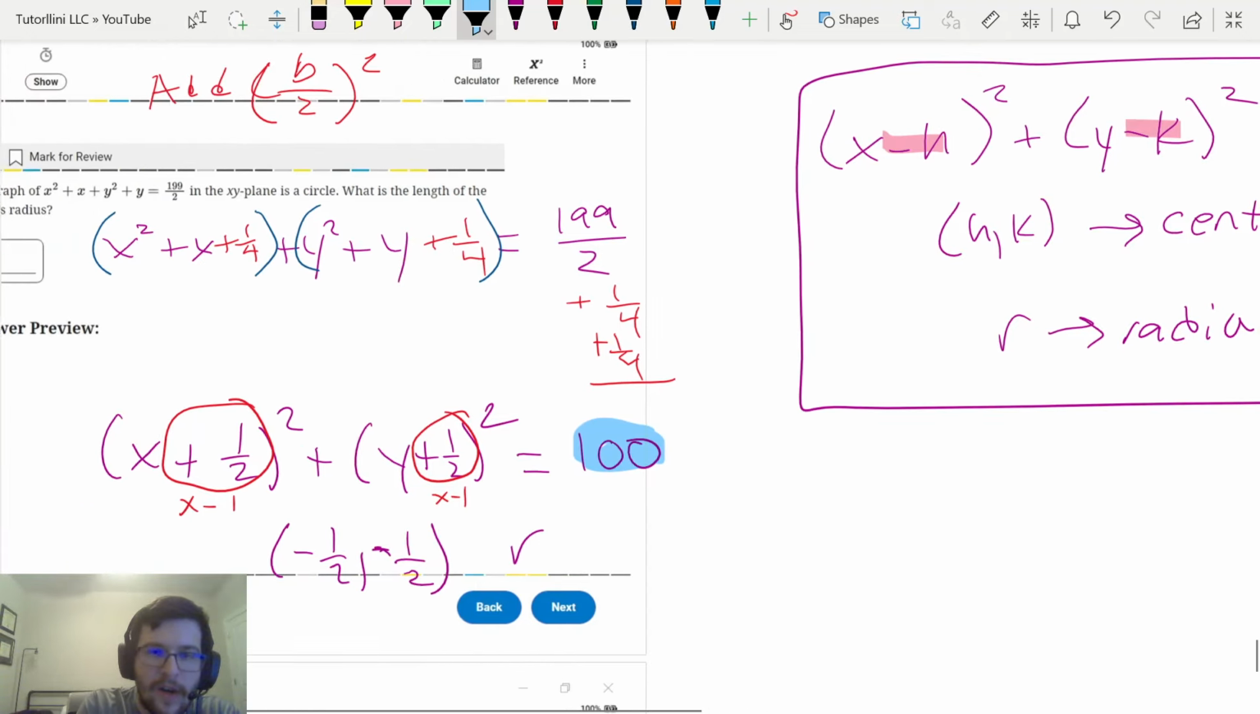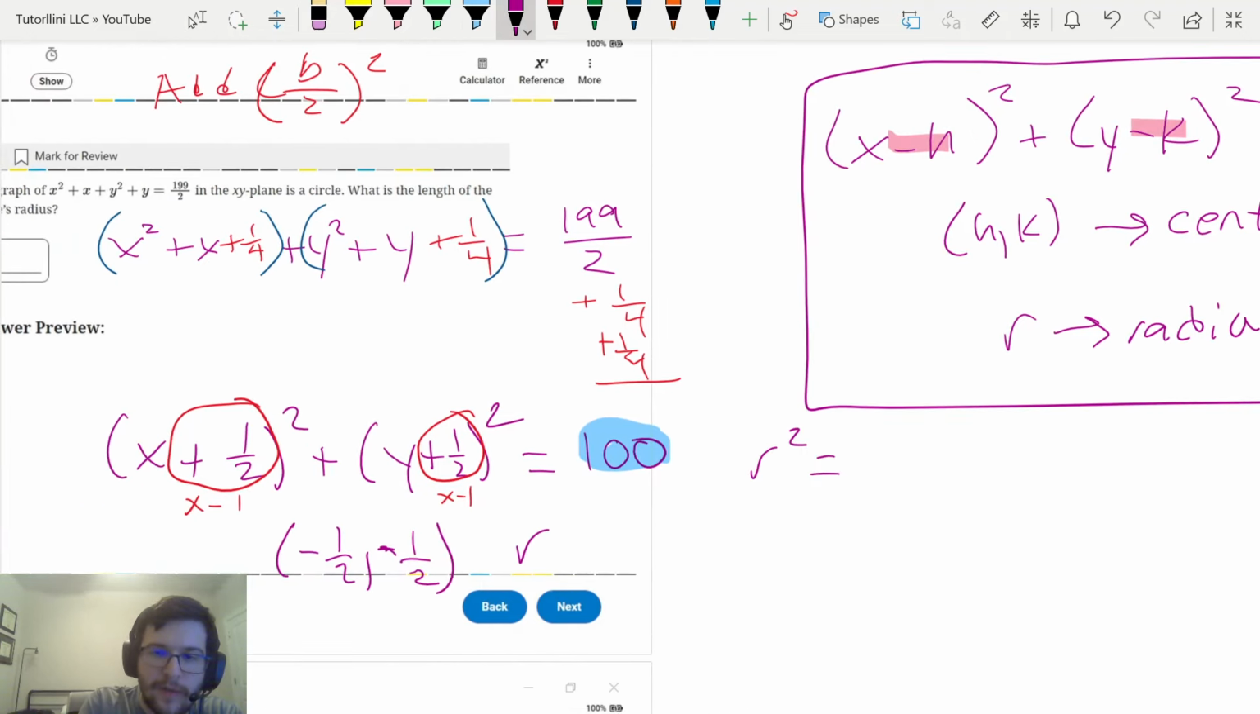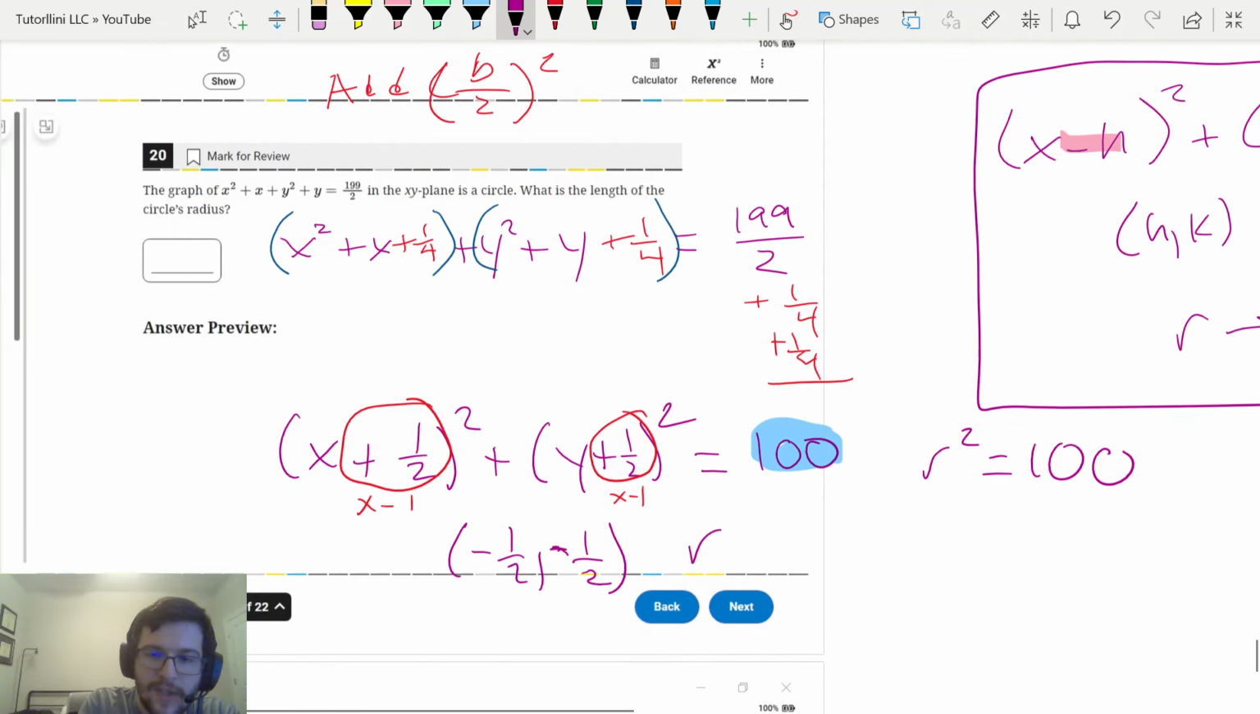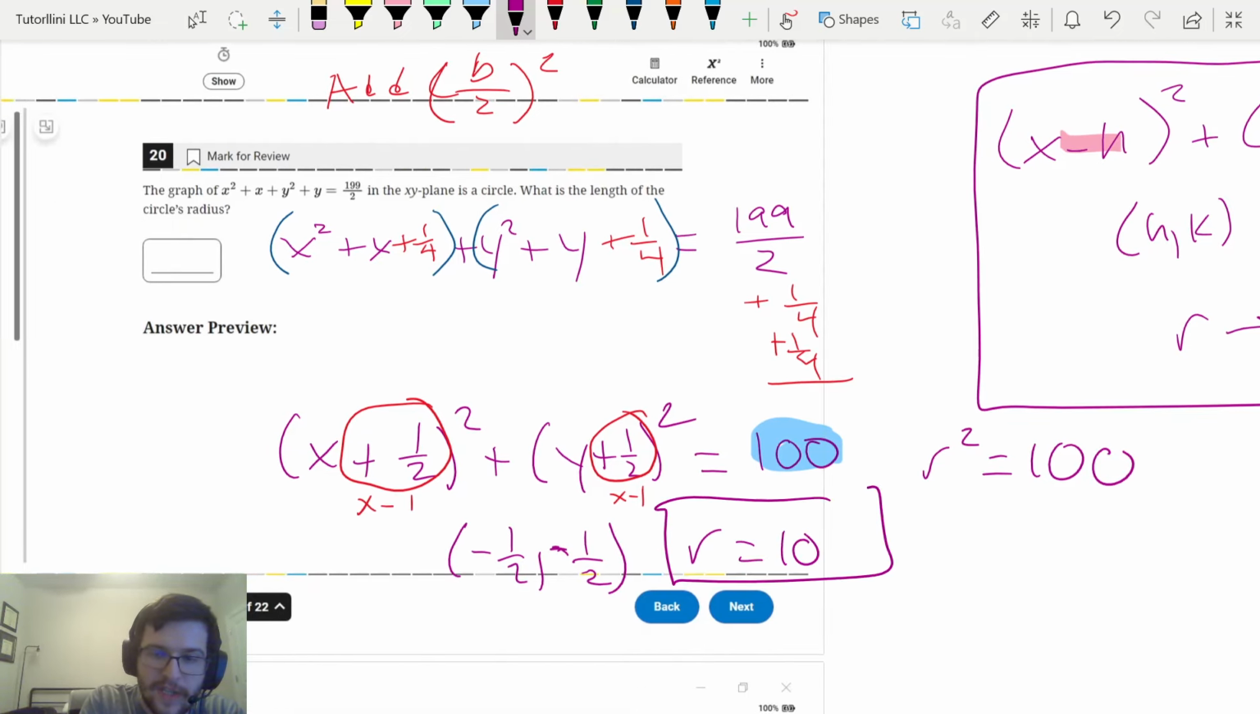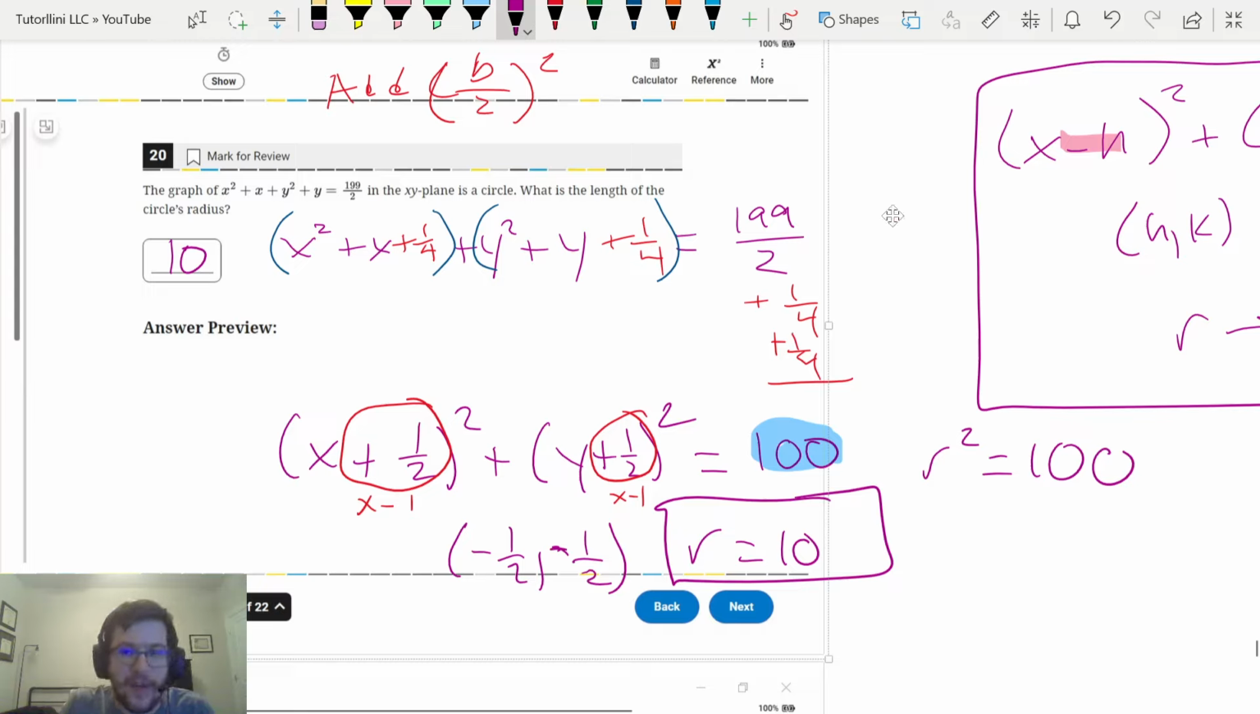So what you do to get r is you take the square root of both sides. So the square root of 100 is 10. So the radius is 10. Okay, there's a couple ways you could figure this out using the graphing calculator.